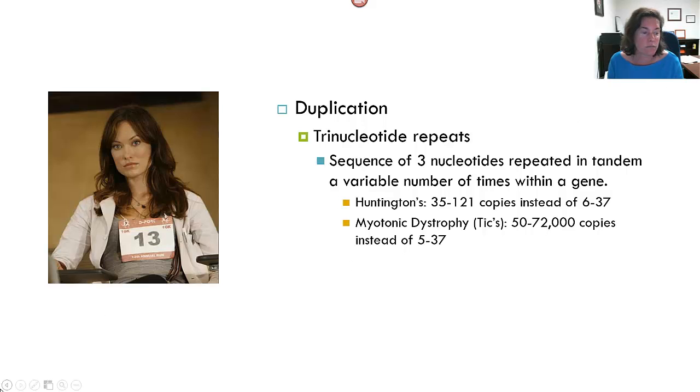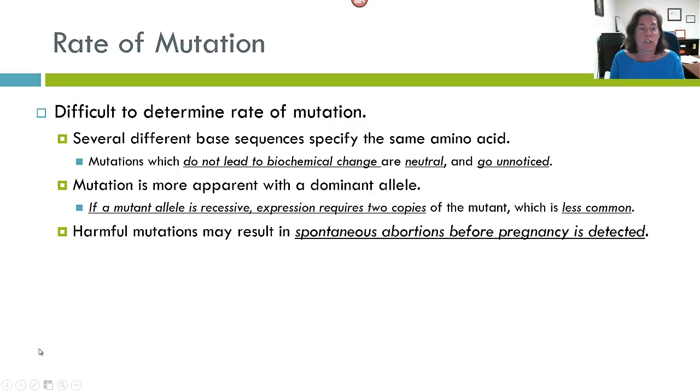The rate of mutation. The rate of mutation is extremely difficult to determine. There are several different base sequences that specify the same amino acid. So mutations that do not lead to any biochemical change, that are neutral and go unnoticed, make it really, really difficult to determine the rate of mutation.